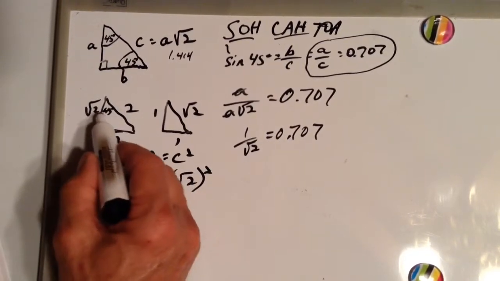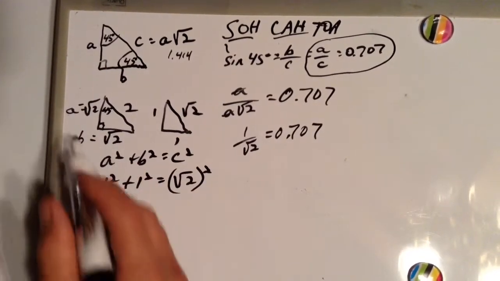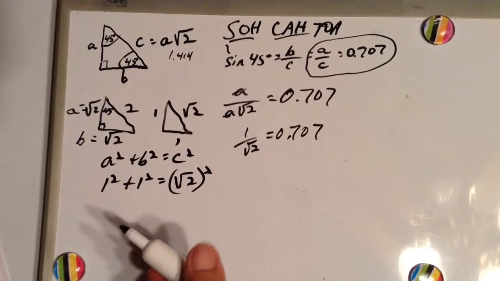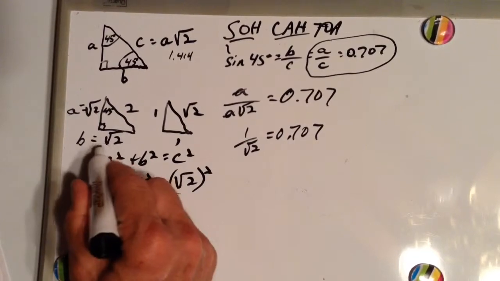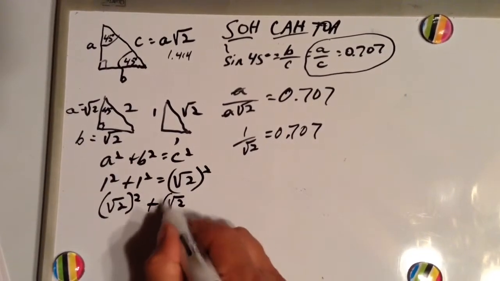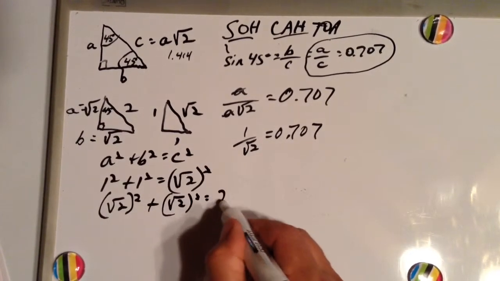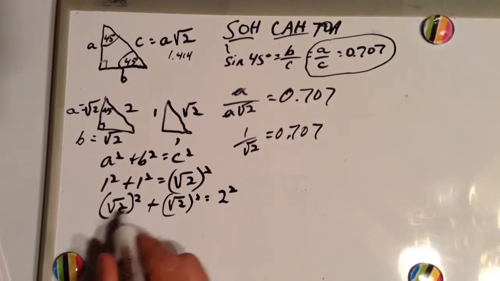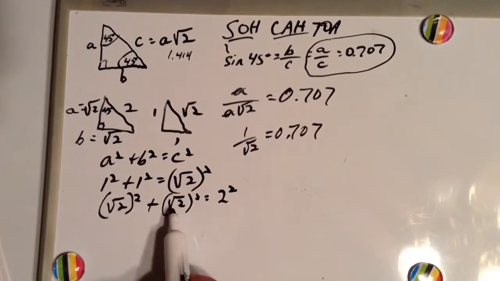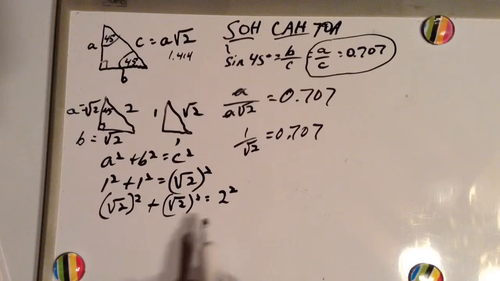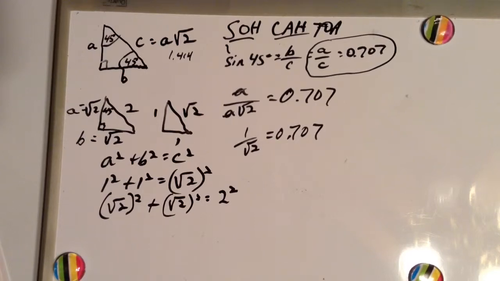How about this one? Let's check it out. We'll call this side A, this side B. A is square root of 2, so A squared is square root of 2 squared, plus B squared, another square root of 2 squared, equals C squared. C is 2. So is this true? Is the square root of 2 squared plus square root of 2 squared equal to 2 squared? Well, square root of 2 squared is 2. Square root of 2 squared there is 2. That's 2 plus 2. That's 4. Equals 2 squared, which is 4.